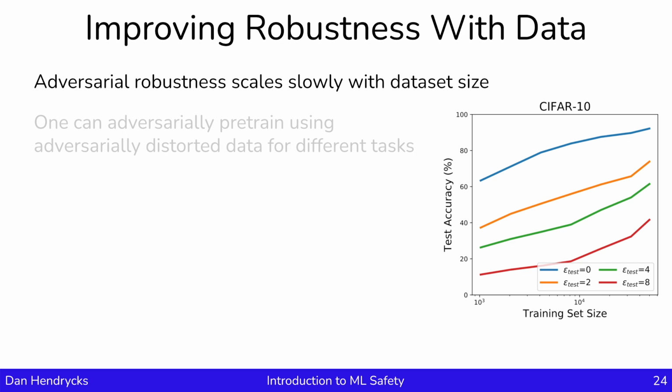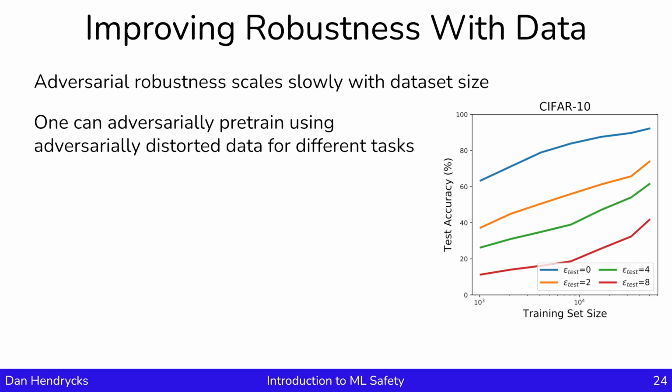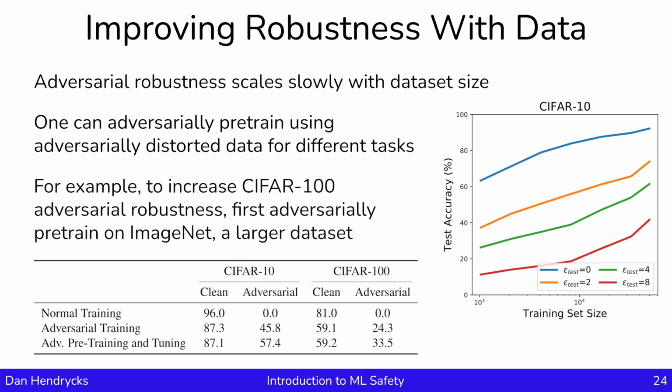One possibility is to adversarially pre-train using adversarially distorted data for different tasks that have more labeled data. So, for example, let's say we wanted to increase CIFAR-10 or CIFAR-100 adversarial robustness. We could then first adversarially train a model on ImageNet, which is a larger labeled data set, and then adversarially fine-tune the model on CIFAR-10 or CIFAR-100.